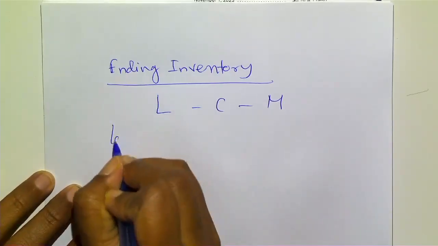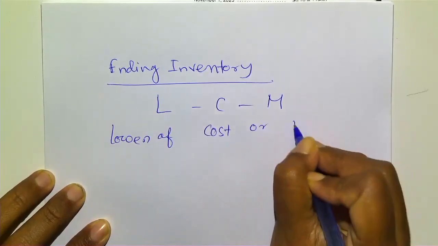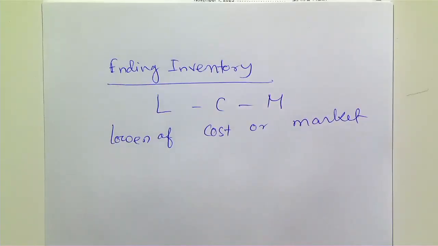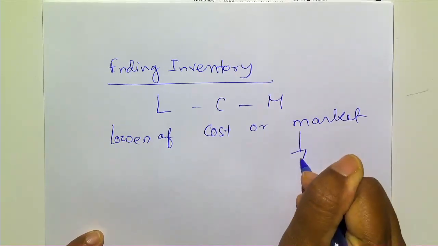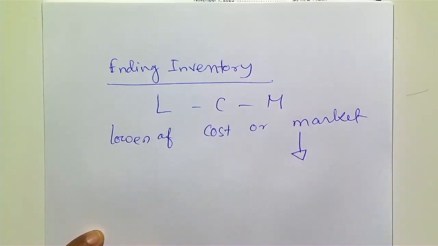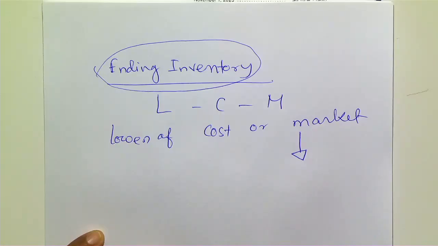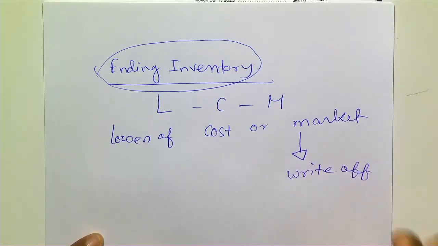LCM means lower of cost or market. At the end of the year, if you see that your market value of the inventory is going down, then you also need to reduce the ending inventory value on your balance sheet. And we have to write off the inventory because we are conservative. We have to always show lower assets value, lower income values.